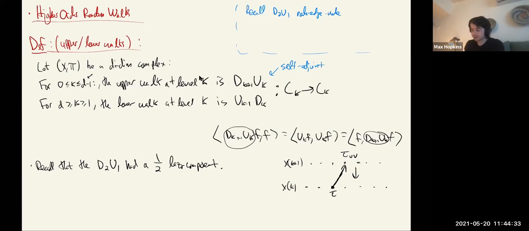So what's the probability that we end back at tau when we move down? Remember, moving down is nice. When we move down, we go uniformly at random. So what's the probability of returning back to tau? Well, it's exactly the probability that we remove v, right?